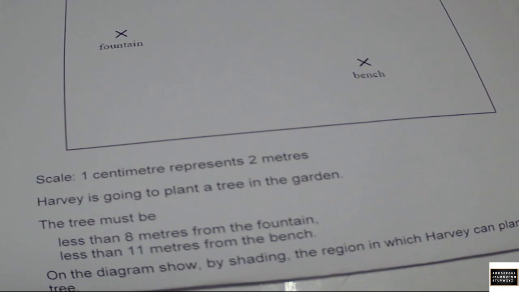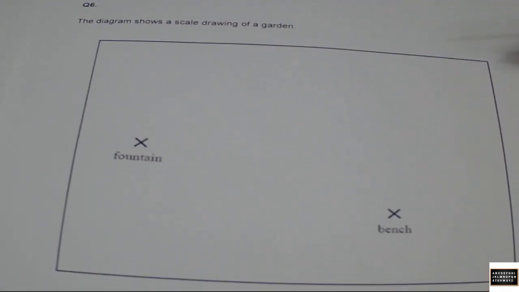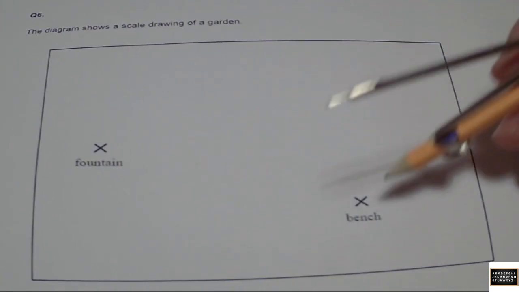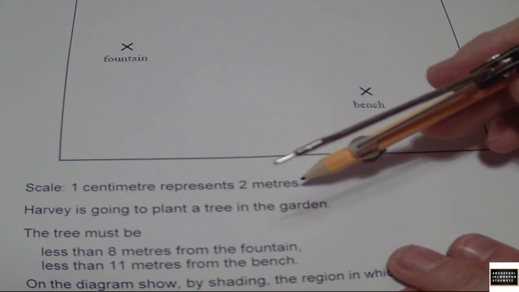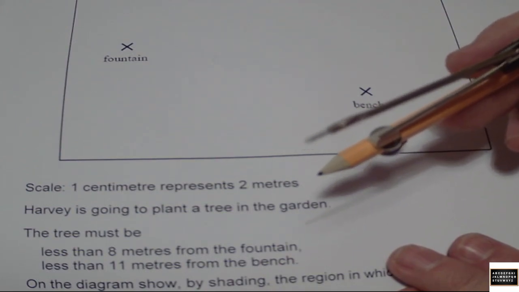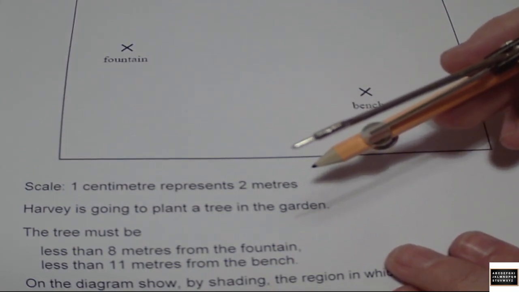This last one now, before I show you a couple of other things, is to do with a scale drawing of a garden. Again, very similar to some of the exam questions I've seen in the past. This is a bench, this is a fountain over there. It says, again, scale, bottom left-hand corner, 1 centimetre represents 2 metres. These scales are important, you've got to pay attention.